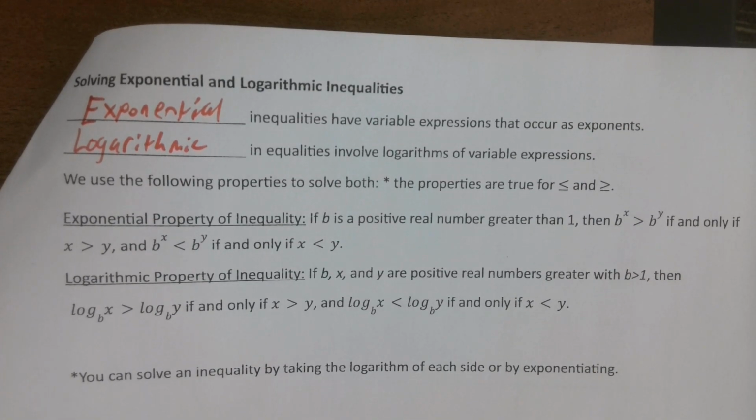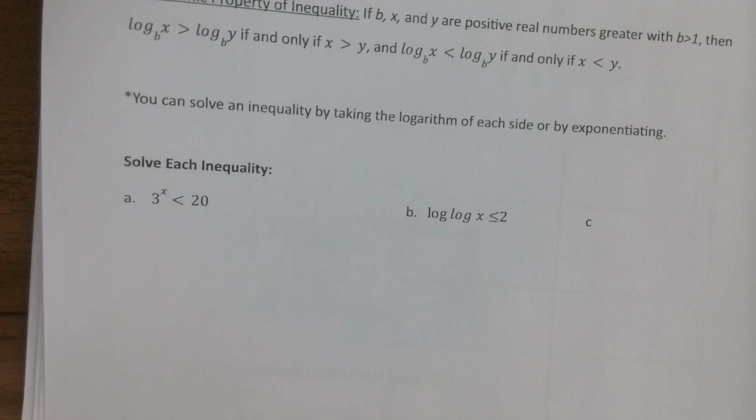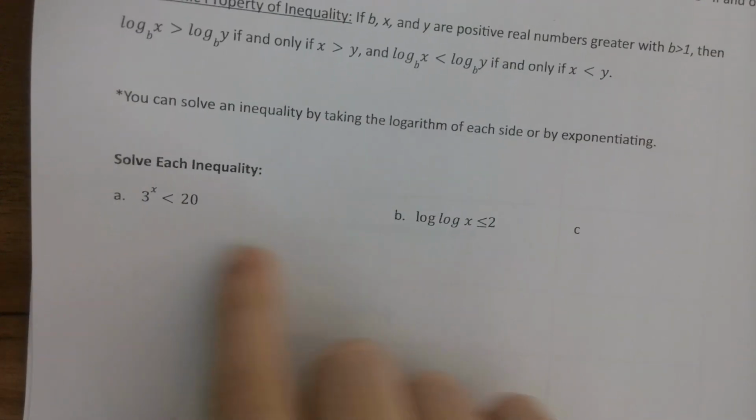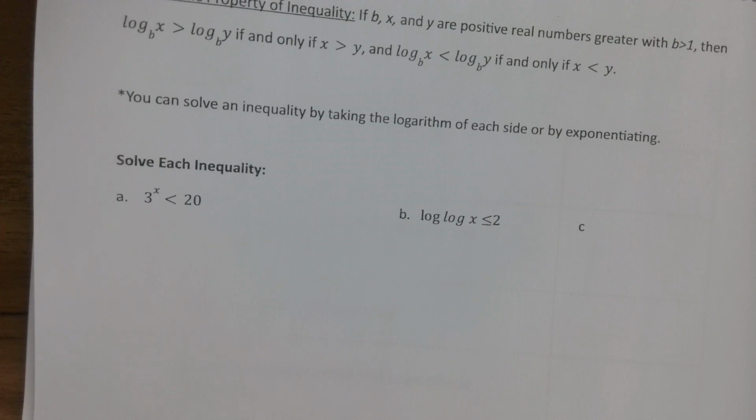Can we use these properties to help us solve inequalities? That was rhetorical. We absolutely can. But let's start off by looking at A. For part A, we don't have logarithms on both sides or exponentials on both sides. We just have 3 to the x is less than 20. So what can we do? We could rewrite this as a logarithm. Or, in other words, we can write it where we take the logarithm of both sides.